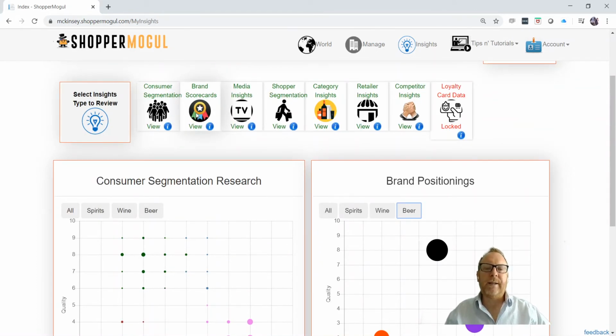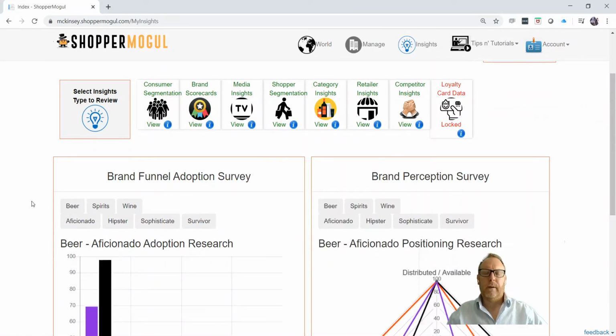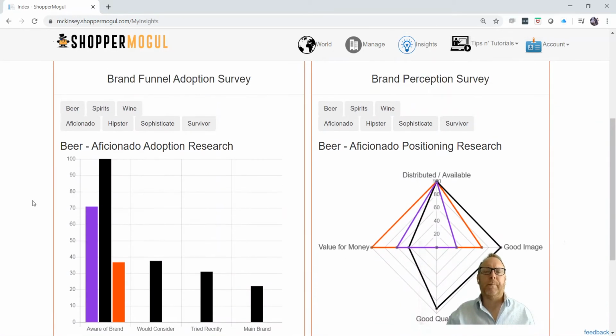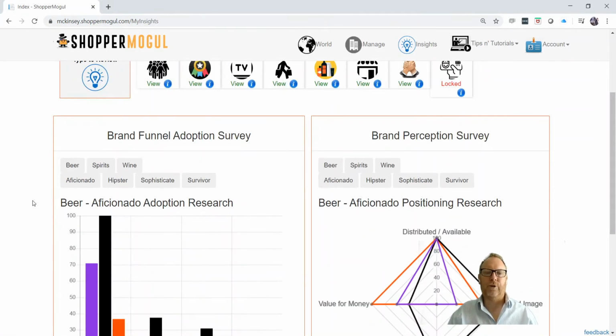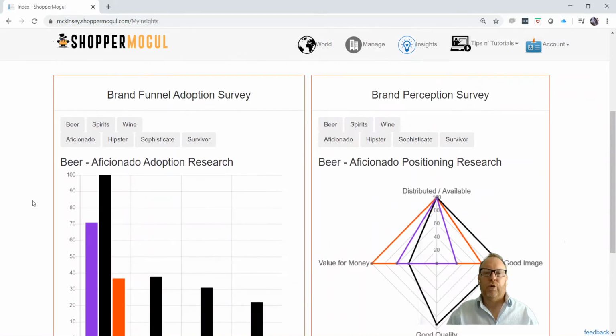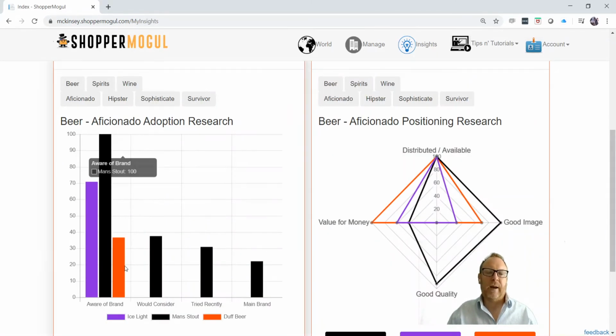So working our way across, the next area we've got is brand scorecards. Now, brand scorecards are something that consumer goods companies spend a lot of time looking at in the real world. Now, the two parts of the survey that you're getting access to is on the left-hand side, you get a consumer funnel for your brands. On the right, you can see there's some research about, at a qualitative level, how different groups of consumers feel about specific aspects of your brand.